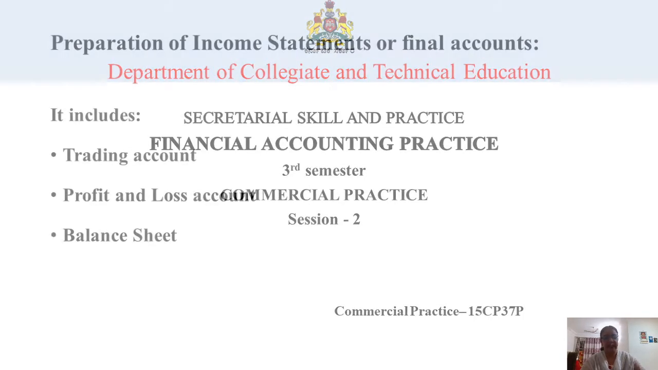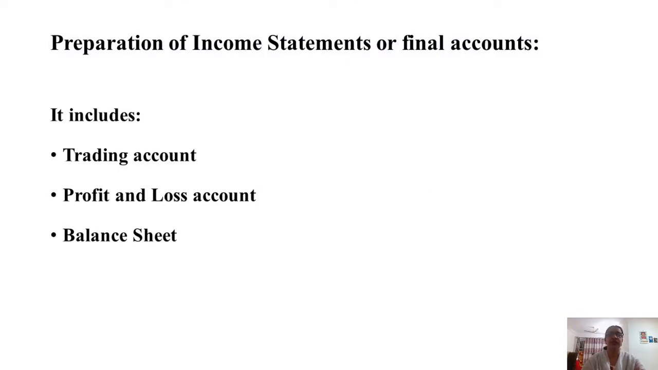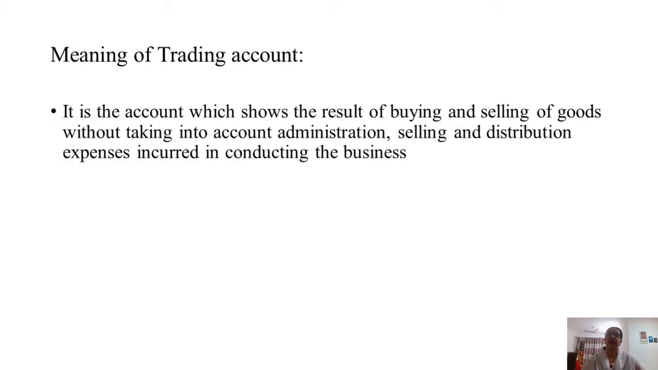Here we are preparing final accounts of a sole trader. This is simple compared to joint stock companies. The final accounts include the trading account, profit and loss account, and balance sheet. The trading account shows the trading result, that is, the gross profit or gross loss obtained by buying and selling of the goods.